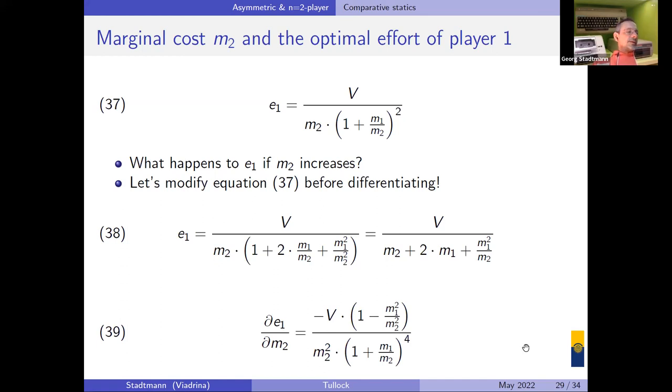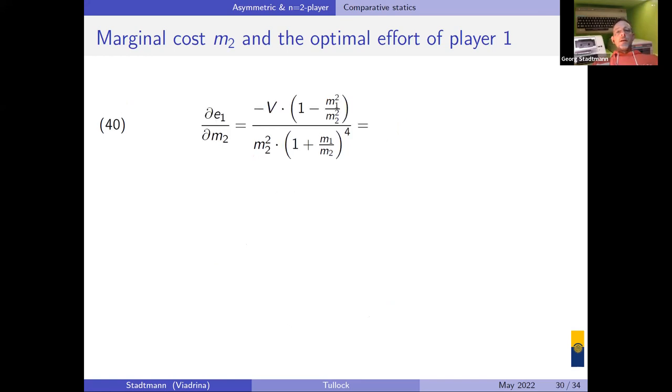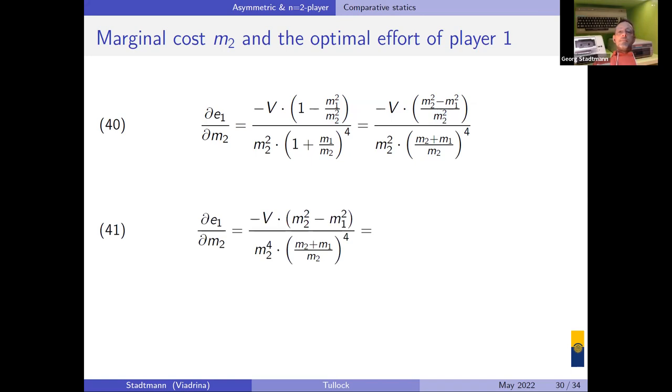And then we'll perform some modifications. In a first step, we are writing in the numerator of this fraction the one and the minus M1 squared over M2 squared on a common denominator. The same is performed here. We are writing this on a common denominator, and the common denominator here is an M2, and the common denominator over there is an M2 squared. In a next step, we can combine this M2 squared with this M2 squared, and we get an M2 to the power of 4 here.